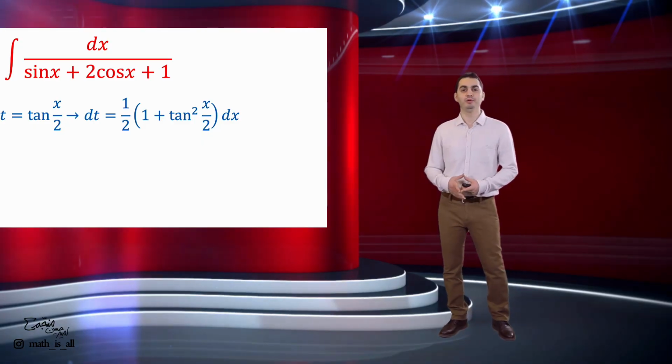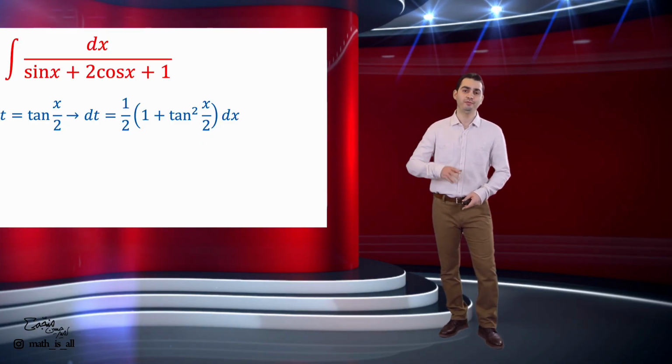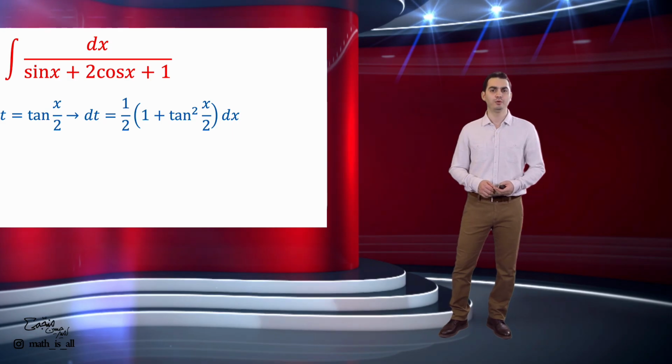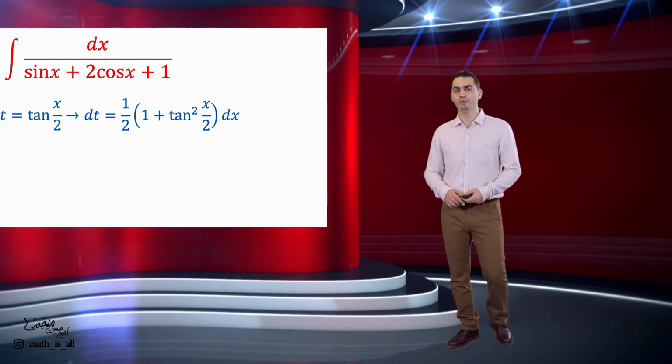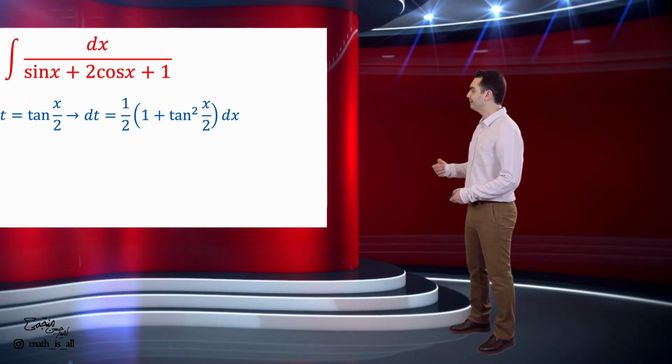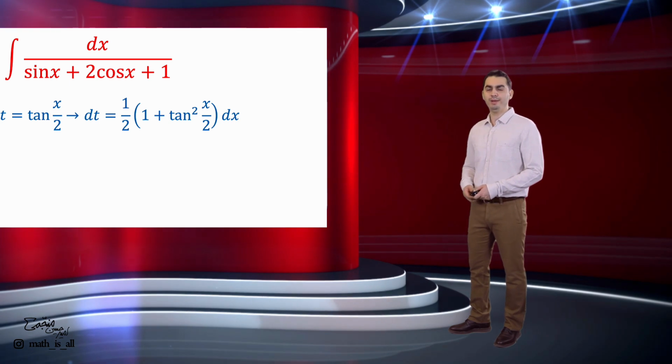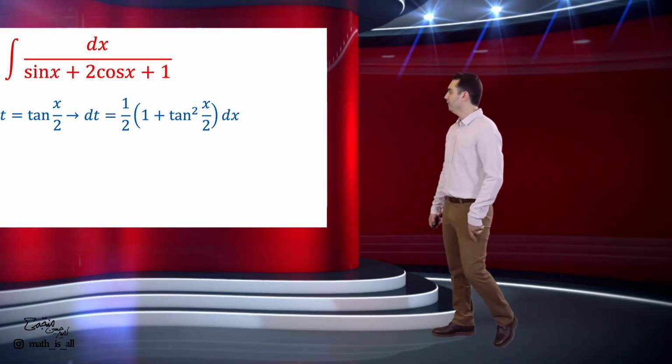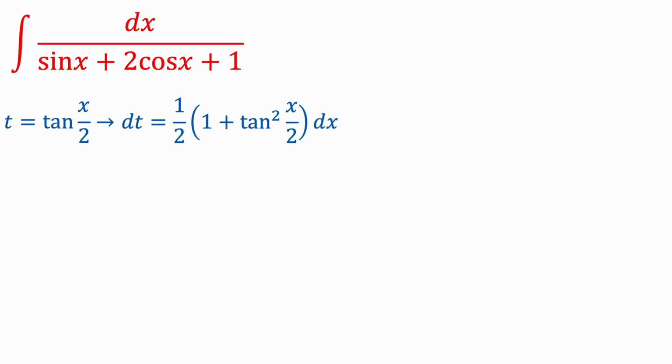You all did a great job. Bravo to everyone who solved it. Bravo to everyone who thought about it. Even if you could not solve it, I am certain that reviewing what I have told you will surely increase your odds. Let us look at the solution to the final question together. We set t as the tangent of x over 2. We differentiated both sides. dt became 1/2 times 1 plus the tangent squared of x over 2 times dx.